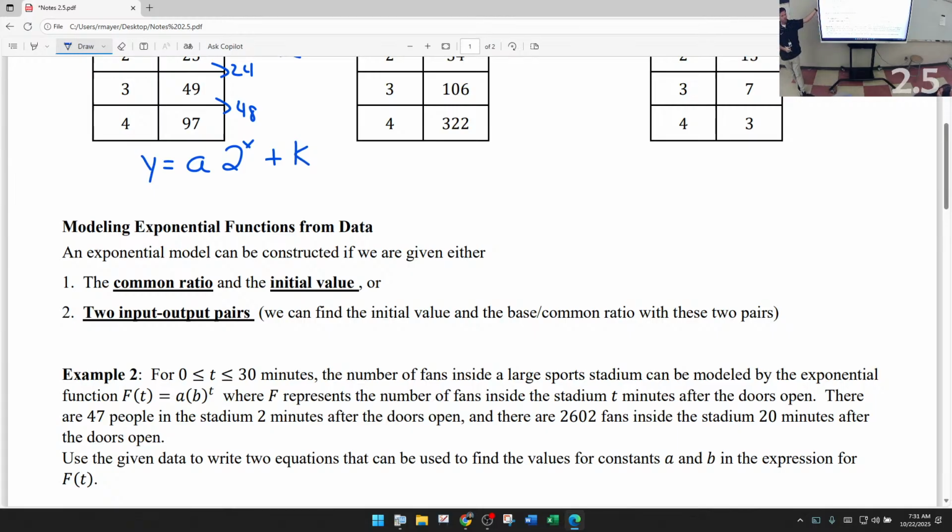Y'all okay with what I've done? That's going to be on every one of these. You're going to figure out what that base is, and we're going to write a blank equation. Now what I'm going to do is set up 2 equations with 2 unknowns, because I can do 2 variables. X and y are not really variables, because those are always part of my equation. So I have an A and I have a K. I've got to figure out what they are.